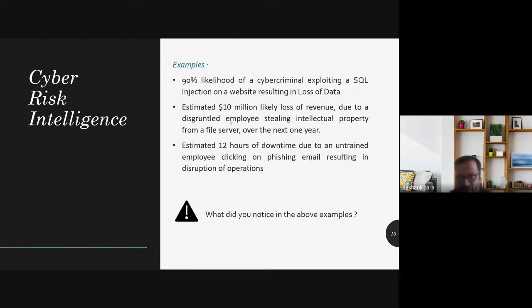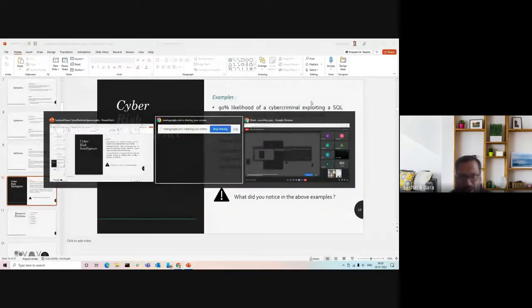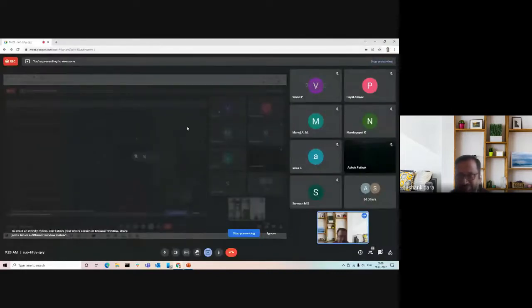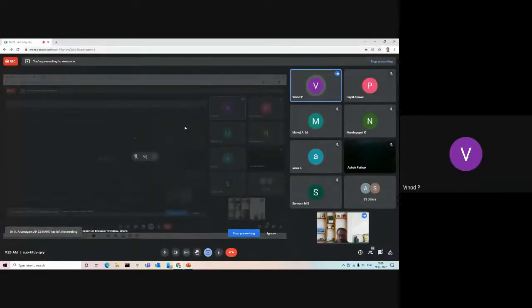Unfortunately, I can't see the chat window or anything if you're typing, but yeah. Any answers from anyone? What did you notice? What is the subtle thing that you have noticed in all these three risk statements? Anybody? Hello? Not sure. Am I audible? Yes, Sashank. Okay. So no worries.